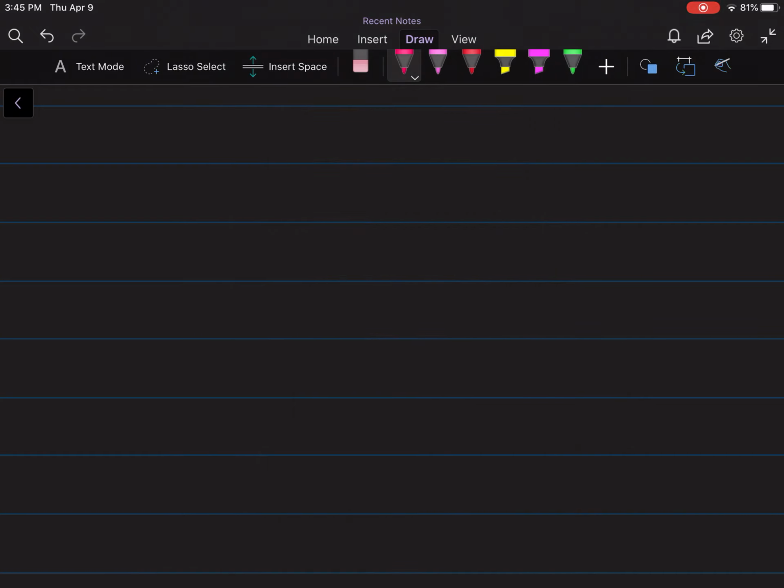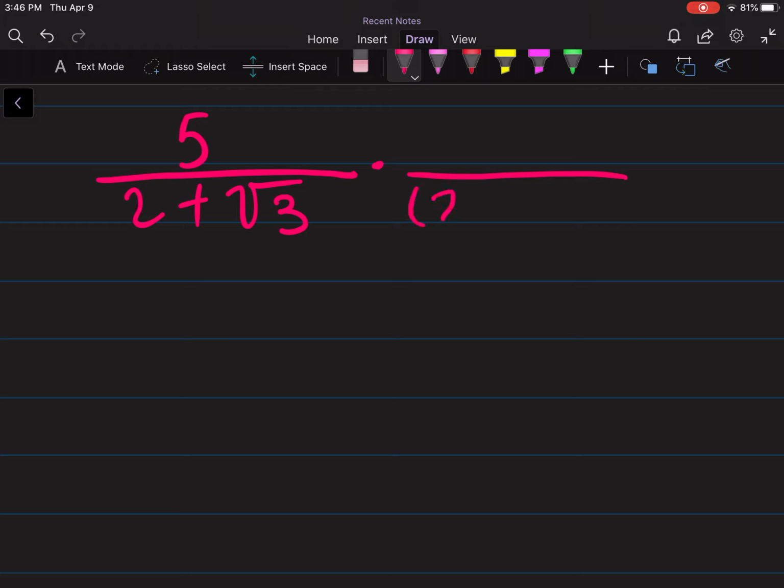Okay, so we have 5 over 2 plus root 3. Now, to get rid of that root 3 at the bottom, what I'm going to have to do is multiply the top and the bottom times the whole thing, 2 minus root 3. And the top's going to be 2 minus root 3.